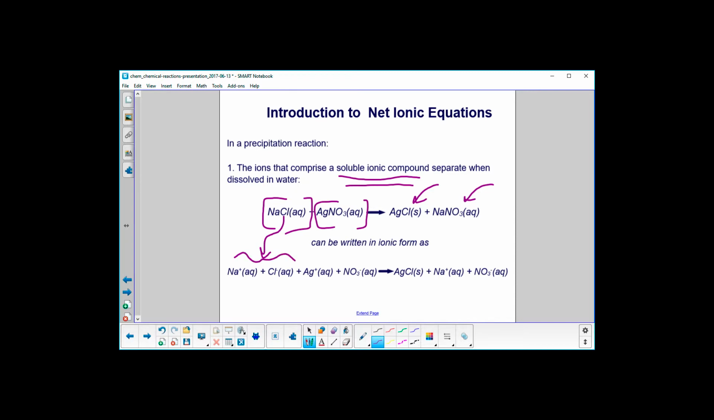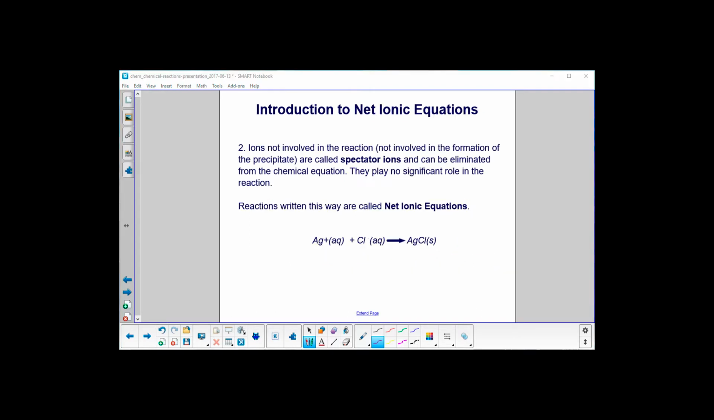It's a collection of sodium and chlorine ions. Silver nitrate disassembles as such. Silver chloride, since it's a solid, is not dissolved, so that stays whole just like that. And then we have the sodium nitrate here that disassembles into its ions right there.